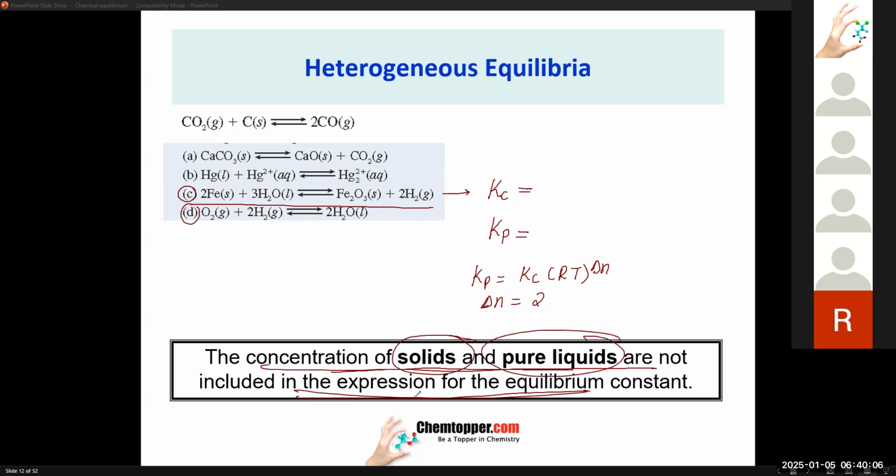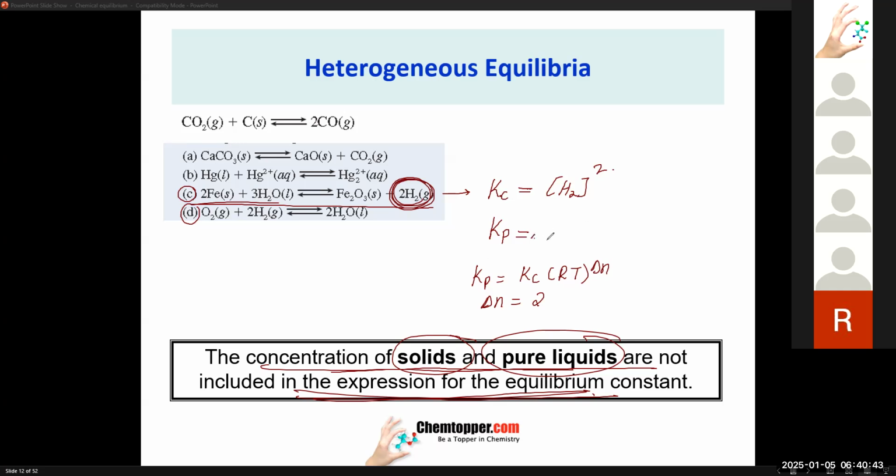Solids and pure liquids are never part of the expression. Yes, Kc is just the concentration of H2 raised to power 2. Yes, yes, Riya. Sanjeev, good. No, in the numerator. Products are in the numerator, Sanjeev, and reactants are in the denominator. Remember that? See, when you make an error, edit it. Yes, very good.